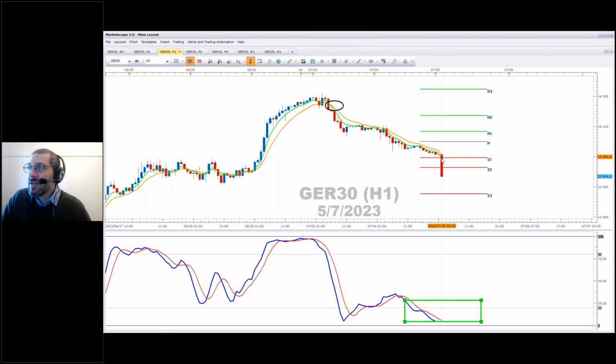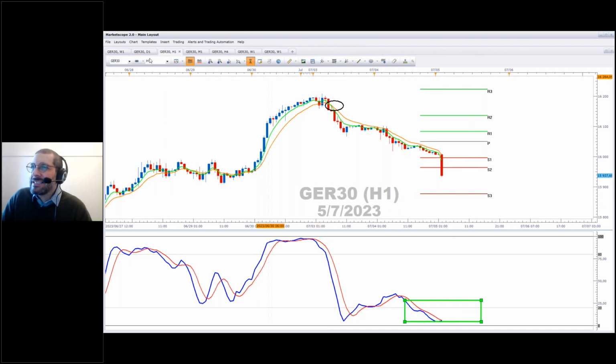If we carry on with the angle and separation of the EMAs, and if we get the stochastic maintaining in that lower quintile, then that S3 pivot potentially comes into play.